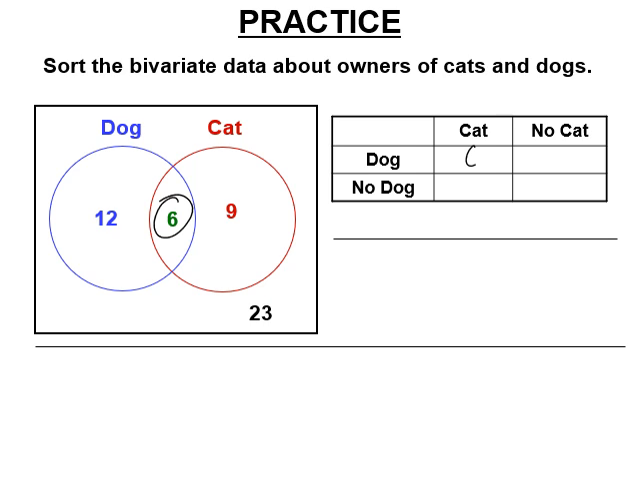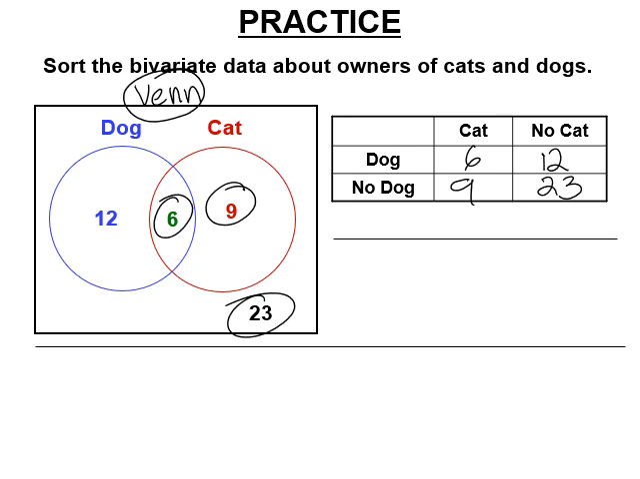Both is 6. People who own both a dog and a cat, neither is 23 this time. People who owned a dog but no cat is 12. People who owned a cat but no dog is 9. All right, so we've sorted into our two. This is a Venn diagram. And just like my last name, it has 2 ends.